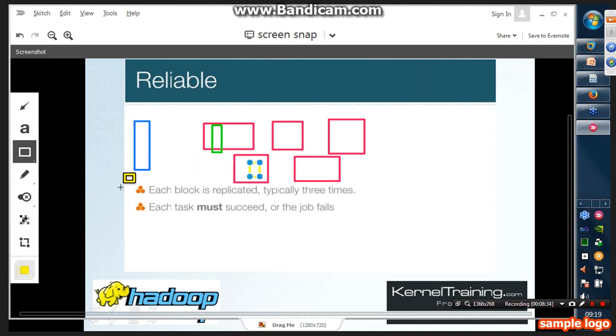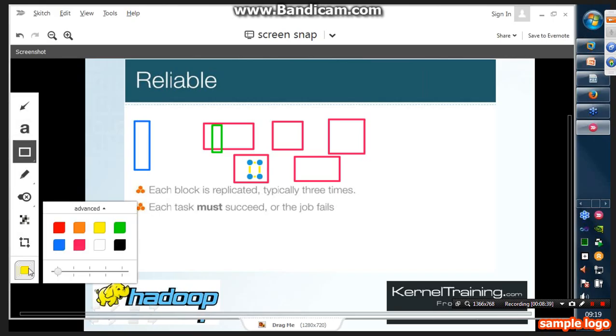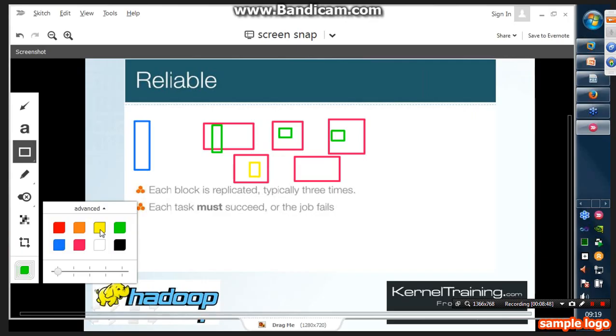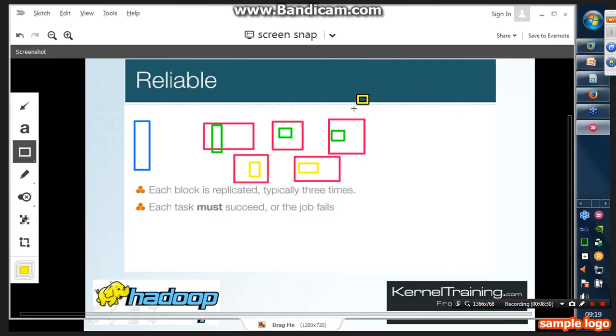Okay, and what is happening? The replication is happening, guys. Okay, so what does that mean? Well, come here. There's your block A getting replicated there, block A is getting replicated there, and block B is getting replicated there, and block B is getting replicated there. That is what we mean by it is getting replicated 3 times, guys. Okay, each task must succeed or the job fails.